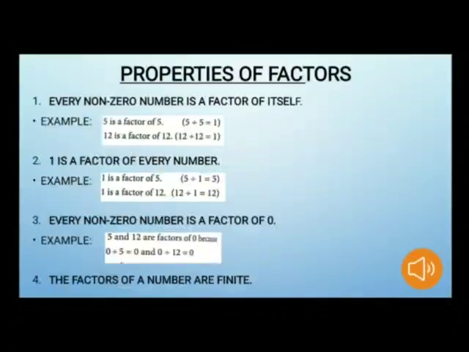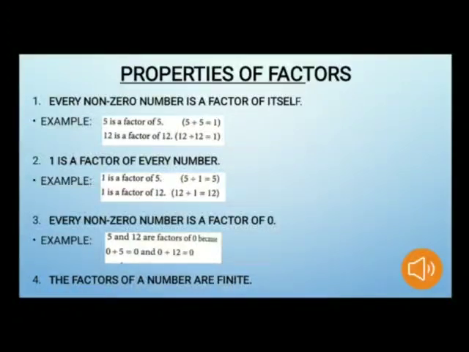Dear students, now let's discuss properties of factors. First property. Every non-zero number is a factor of itself. It means a number other than 0 is a factor of itself. For example, 5 is a factor of 5. It means 5 divided by 5 will give you 1. Same like that, 12 is a factor of 12. 12 divided by 12 equals 1.